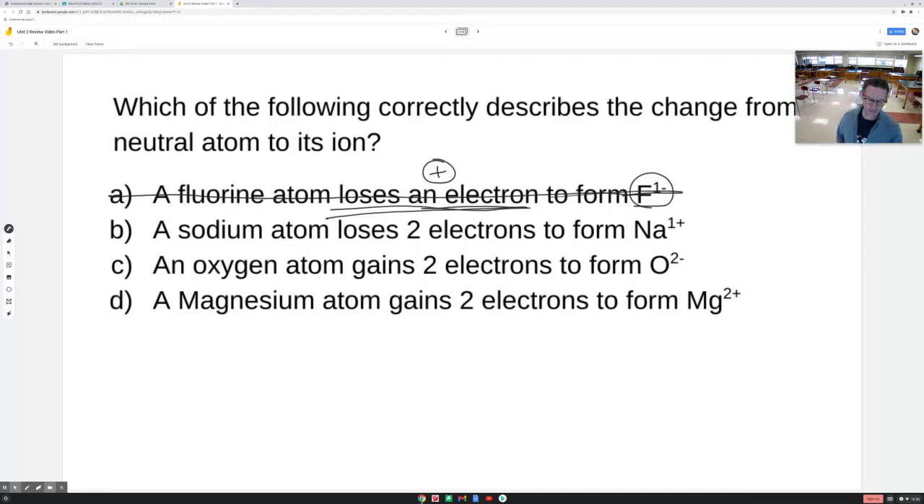A sodium atom loses 2 electrons to form Na1+. Okay, so this is in the right direction. Losing electrons makes you positive. But if you lose 2 electrons, it would be +2. So that one is false.